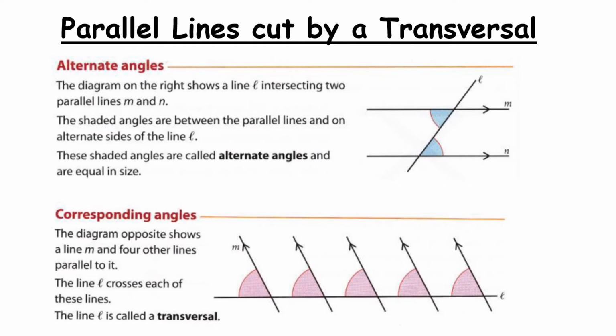A transversal is a line which cuts across two or more parallel lines. In this first picture, we're talking about line L. So the technical term for line L there is a transversal.